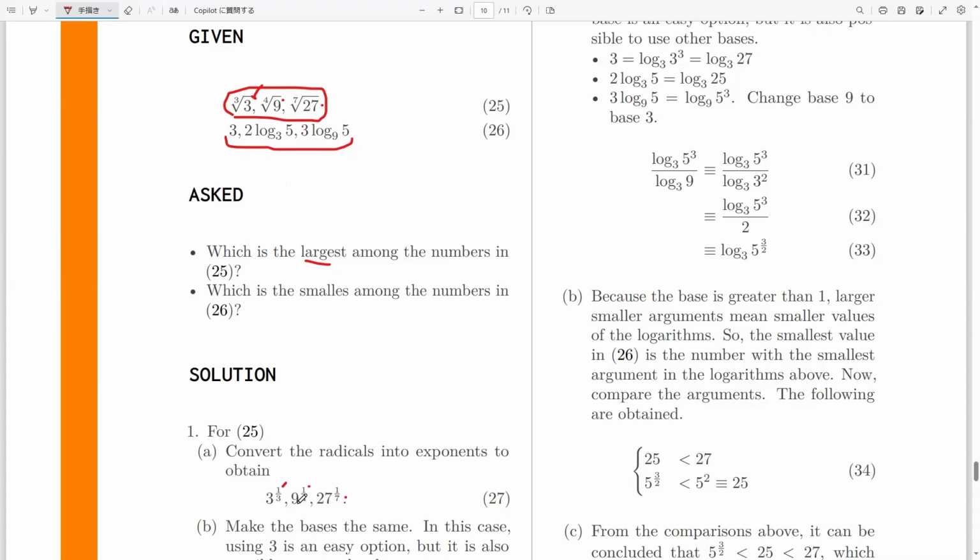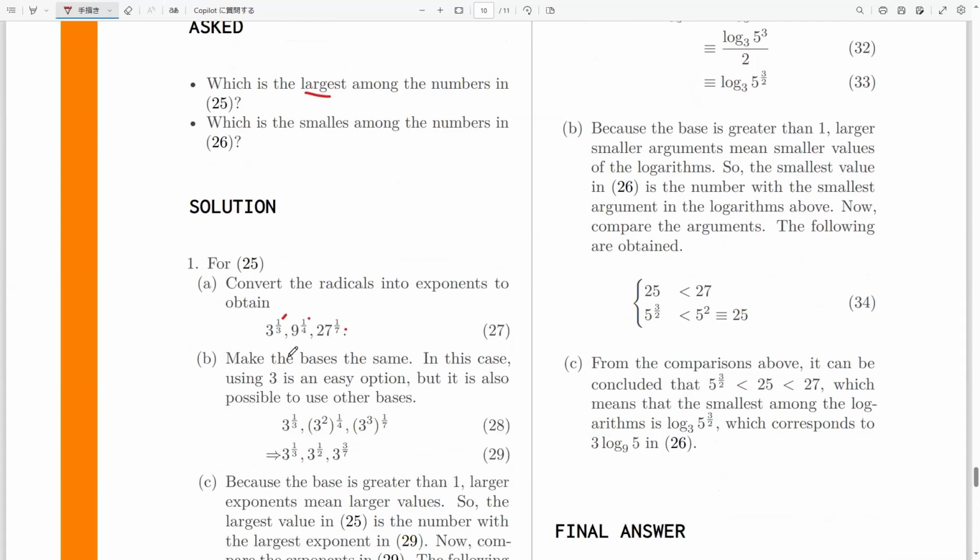Now, the goal is to express all of them in the same base, because that way we can just compare the exponents. If they're all in the same base, then we just have to compare the exponents, okay? So 3 to the 1/3, it looks like 9 is just 3 squared and 27 is 3 cubed. So we can use 3 as a common base here, but you can use other numbers if you want as your base, but I just find 3 to be the easiest in this case.